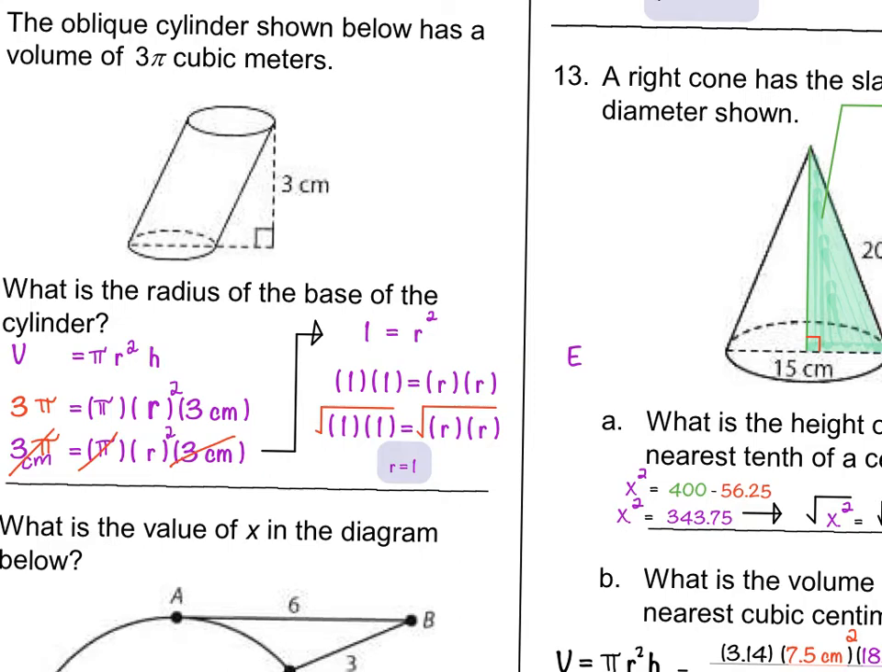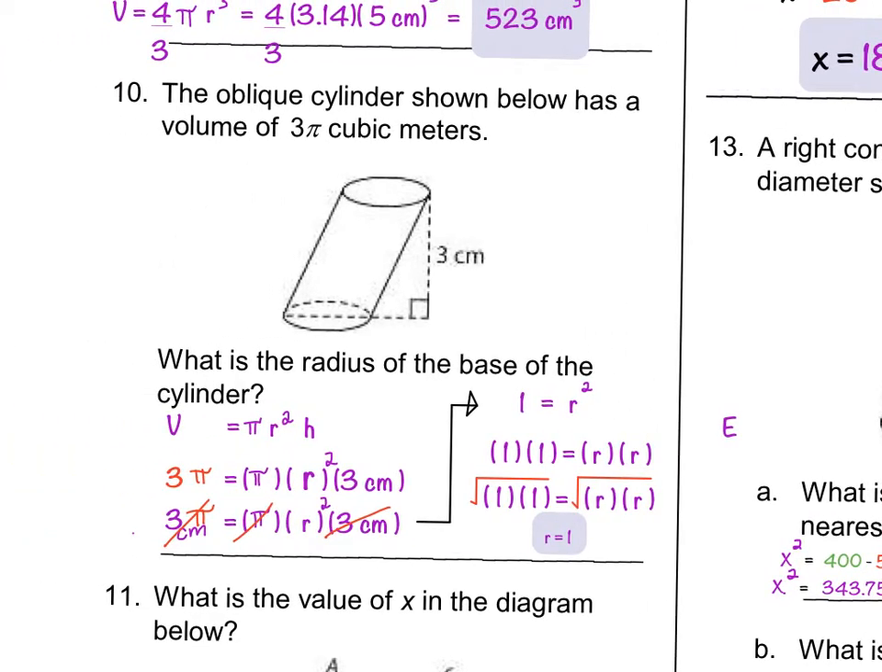Problem number 10 deals with an oblique cylinder. Which has basically for volume the same formula as a cylinder that's standing straight up. So the cylinder here is oblique, but it has a height of 3 centimeters. So the formula for the volume of a cylinder is pi r squared times height. The other thing that you need to know is that they gave us the volume, so I can substitute this 3 pi in for v here, which is what I did here in red.